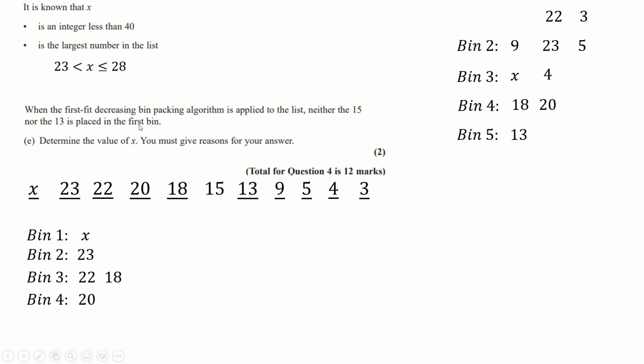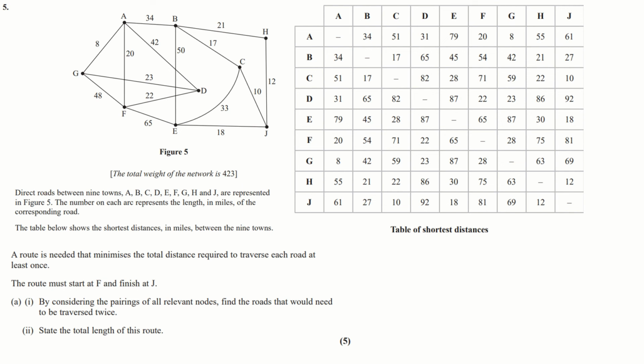15 apparently can't go with the first bin. It can't go with X. So that means X must be bigger than 25, otherwise it could. So you put the 15 here, but then the 13 apparently can't go with the X either. So X has to be bigger than 27, and the only thing in this list bigger than 27 is 28. So therefore we'll have X as 28, and we'll be done with that question too.